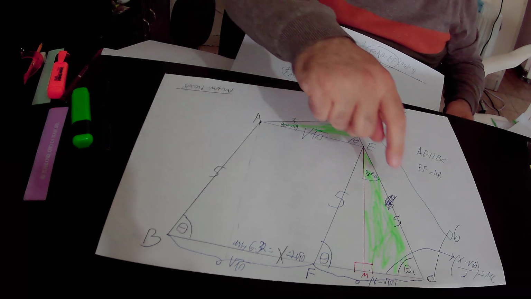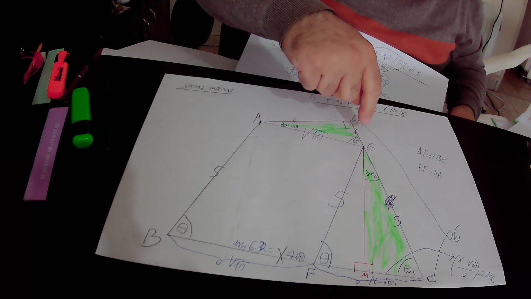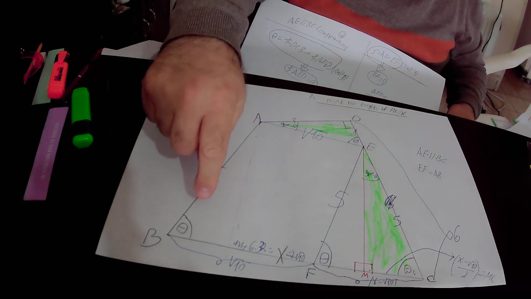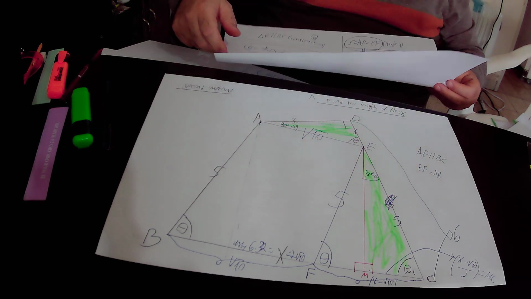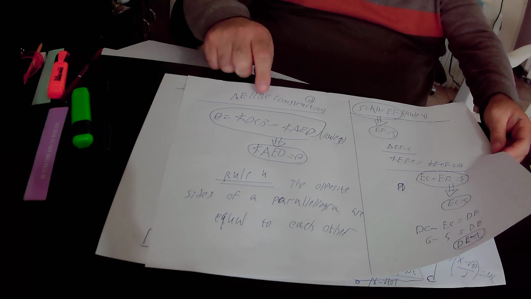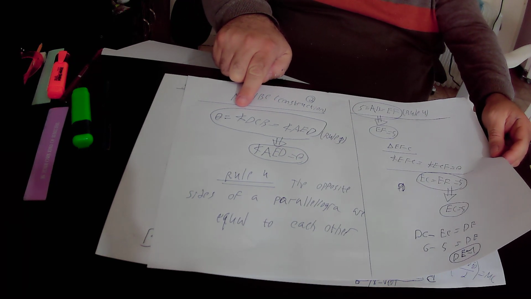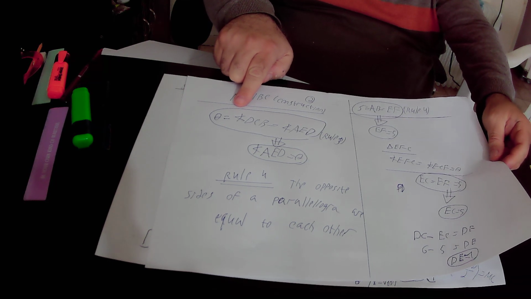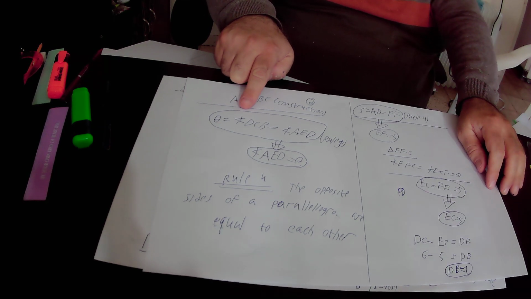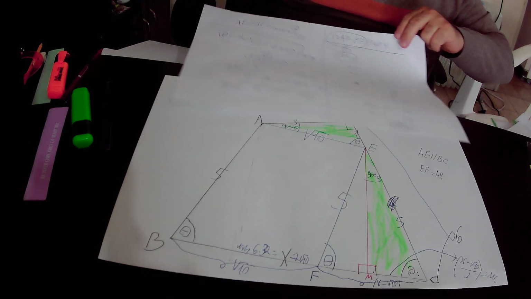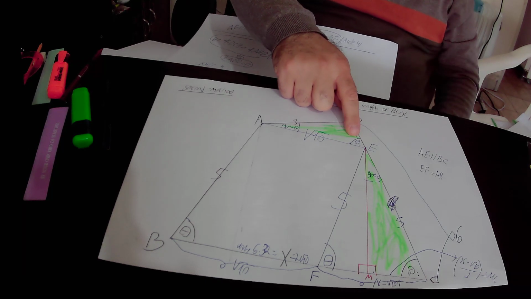But it is given in the question that angle DCB equals theta. So from this equation, theta equals angle DCB equals angle AED, we derive that angle AED equals theta. So we derive that this angle is also equal to theta.